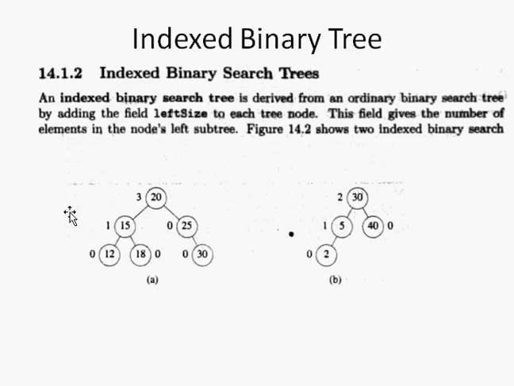Okay, now we will discuss the indexed binary tree. What an indexed binary tree is. For an indexed binary tree, we add one extra field which tells how many elements are there in the left subtree. For example, if we consider this as your binary tree, the indexed binary tree would have a field which addresses the total number of elements present in the left subtree.